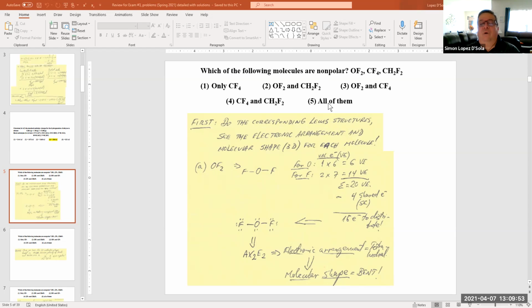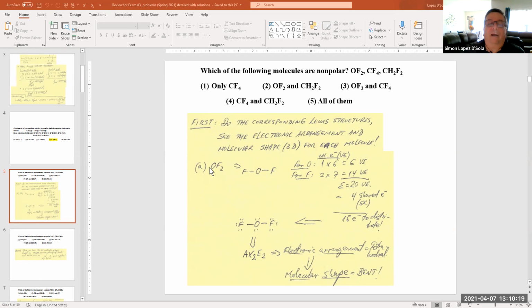So we need to consider them one by one. But before we do, we need to analyze each of the given structures: oxygen difluoride, carbon tetrafluoride, and CH2F2. So we apply the methodology that I hope you learned until today.